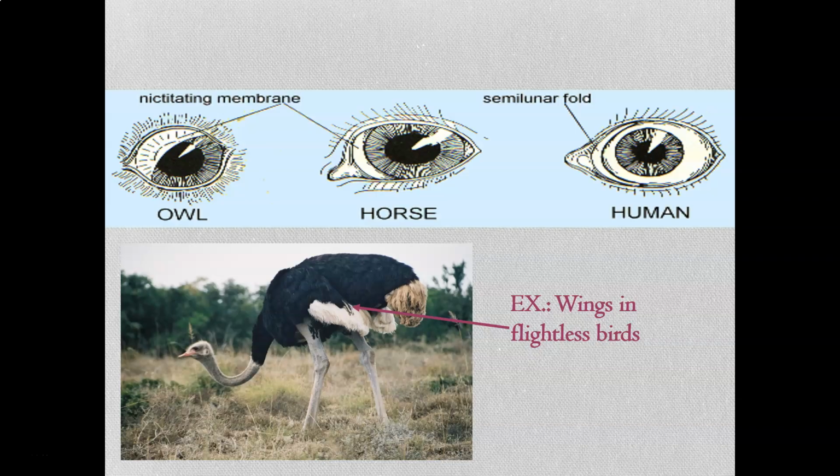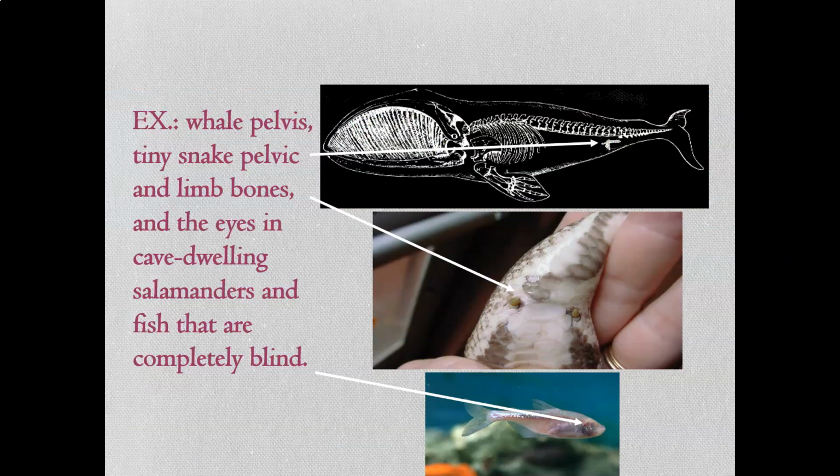Wings in flightless birds like our ostrich are the same idea. Whales still have pelvic bones, which tells us something about their common ancestry, that they must have existed on land at some point. Limb bones in tiny snakes, same deal. They have these little limb buds, but they clearly don't have legs, but their ancestors must have.